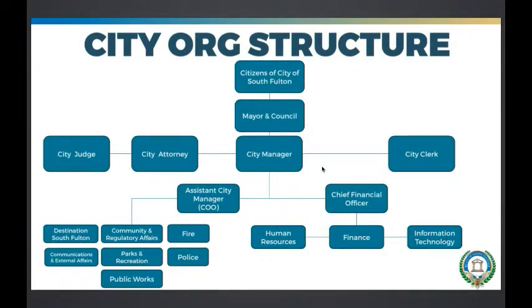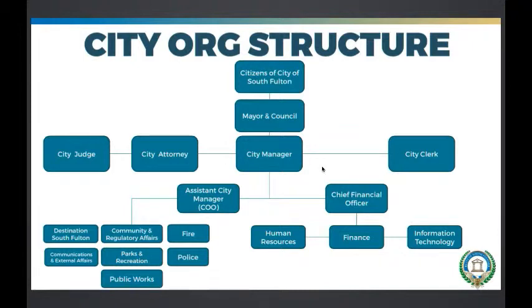So first, I will give an overview of the city's organizational structure. Of course, at the top of the food chain, we have our citizens of the city of South Fulton who help provide the guidance for what we do on a daily basis. And then we have our mayor and city council members who set the policy and further guide our operational efforts, as well as how we go about doing our business.